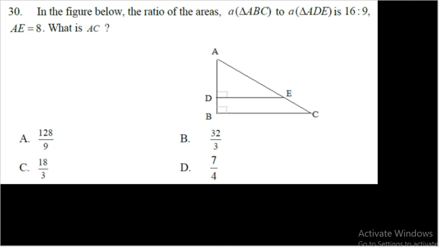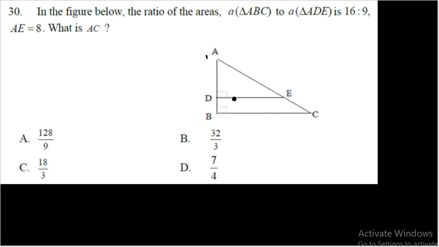The last question for this video. It says in the figure below, the ratio of the area of triangle ABC to triangle ADE is 16 to 9, and AE is equal to 8. What is AC? First of all, try to see the two triangles. The upper one is the smaller triangle, and the second one is the larger triangle. The two triangles are similar. How? There is a 90 degree right angle for both, and there is a common angle for both.